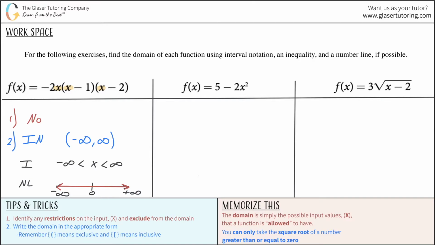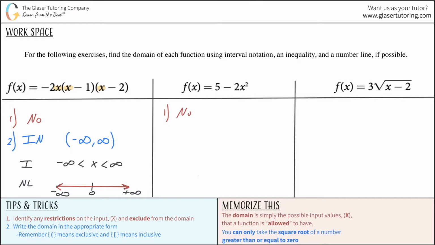Now we're going to take a look at the second problem over here. And again, we want to think about, are there any restrictions on the value I can place in here for x? And there really is not. You can place whatever value you want in here. The output will depend on what you place for the input, but you can place whatever value you want in there. There's no restrictions.